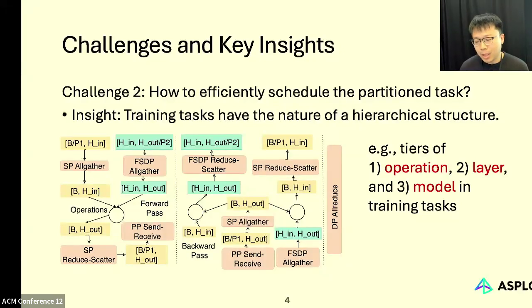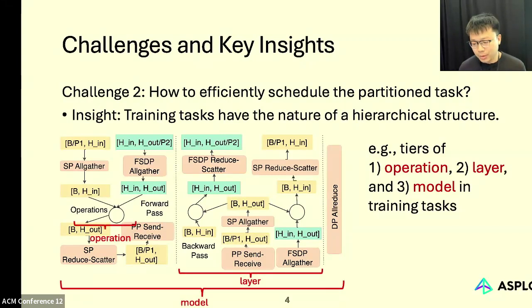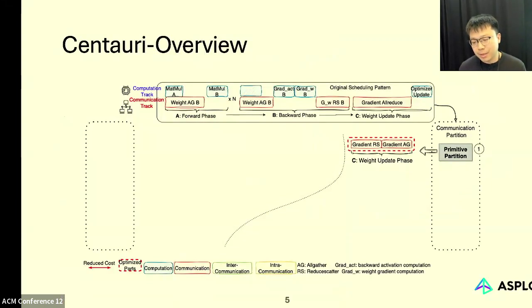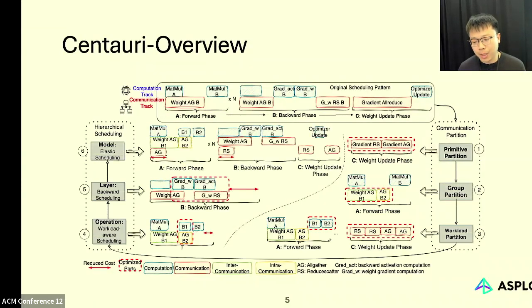The second challenge is how to efficiently schedule the partitioned task. Our insight here is that the training tasks have the nature of a hierarchical structure, and we abstracted 3 dimensions from the training task, which are operation, layer, and model. Considering the aspects discussed above, we propose Centauri. And this figure shows its overall framework, which includes 2 parts, communication partitioning and hierarchical scheduling. Communication partitioning consists of 3 sequential steps, including primitive partitioning, group partitioning, and workload partitioning. And on the other hand, hierarchical scheduling operates on 3 dimensions, including operation, layer, and model.